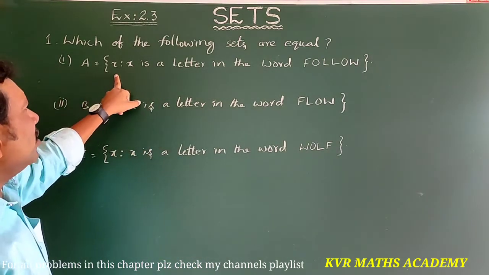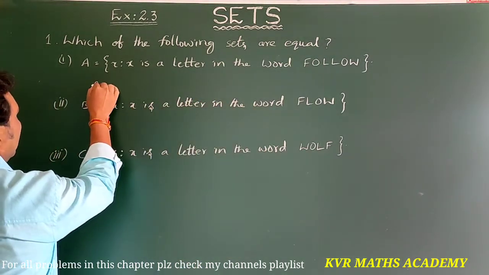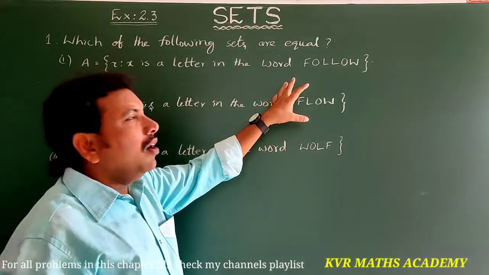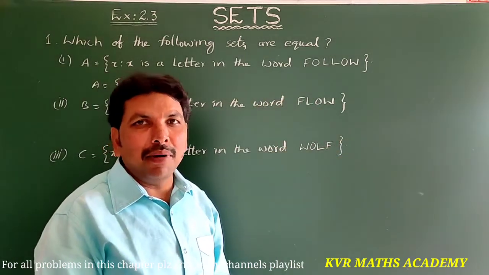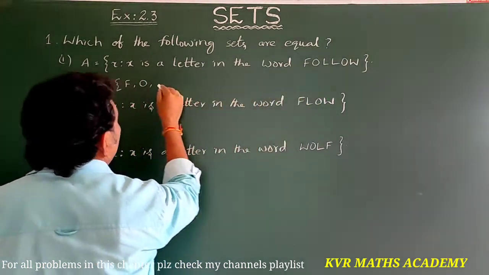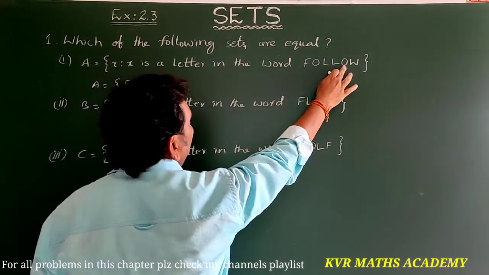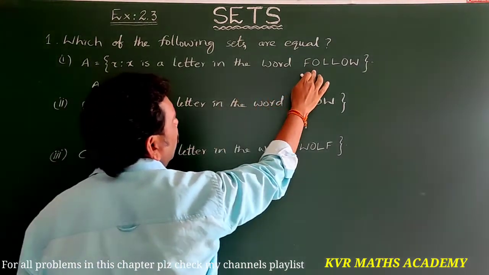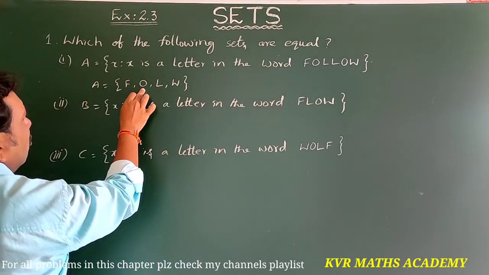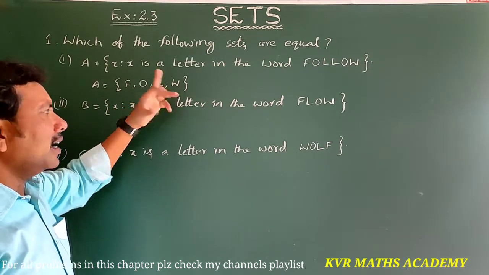See, A is equal to set of x such that x is a letter in the word follow. Write down A is equal to set of letters. First we have to write all the letters using commas. F, O, L. L has come two times now, no need to write the second time. Here W, O also O has come two times, so no need to write. Next is W. F, O, L, W. Here is the set of the letters F, O, L, W.